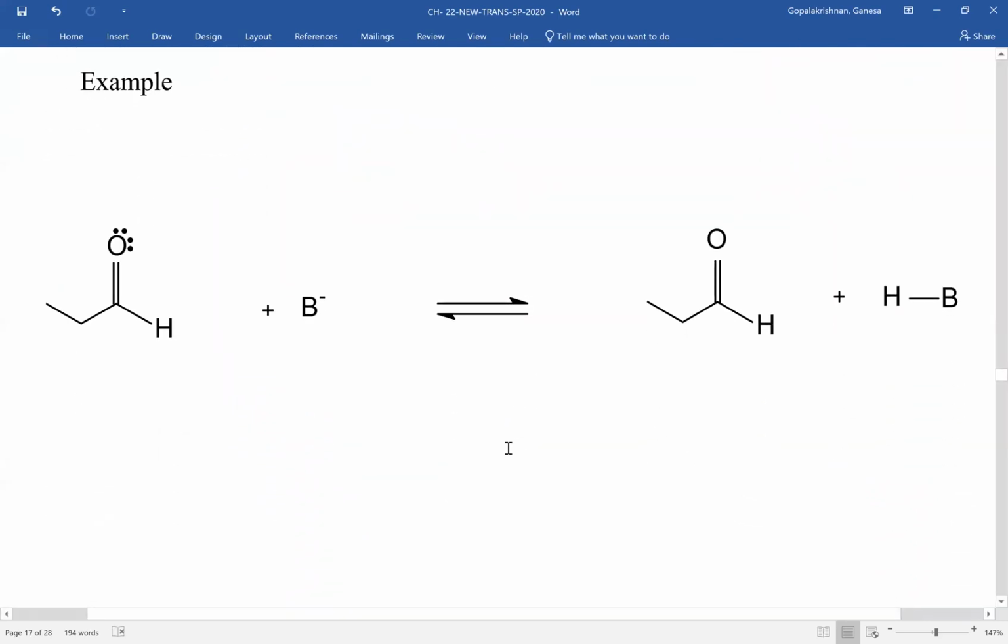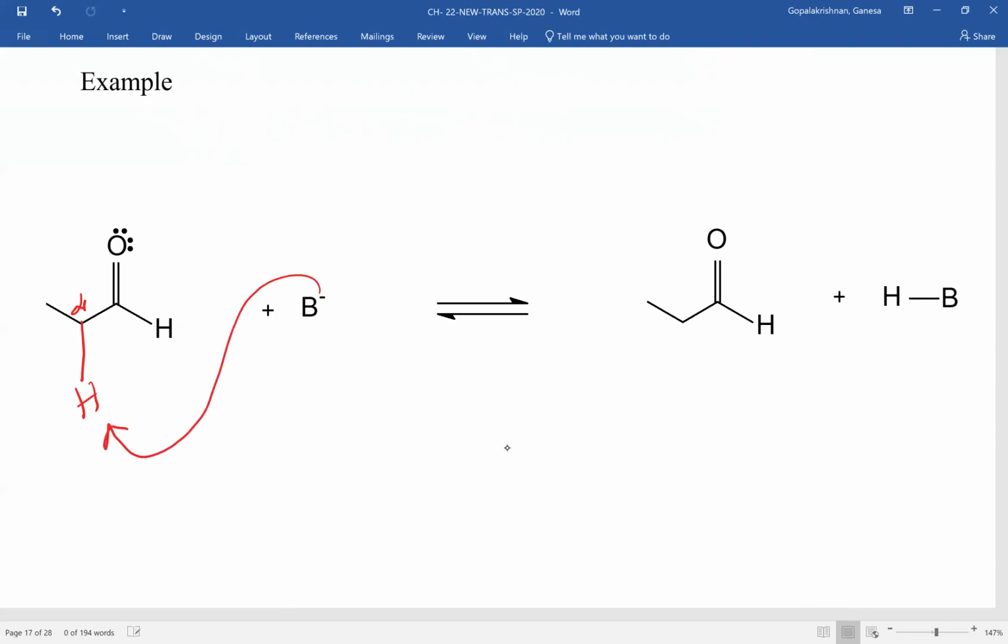If you take an aldehyde or a ketone and treat it with a base, what will happen? There are two alpha hydrogens on it. Let me highlight one. The base will abstract the proton from the alpha carbon, because it is slightly acidic. And then this will become negative. The base becomes a conjugate acid. This one is called an enolate.